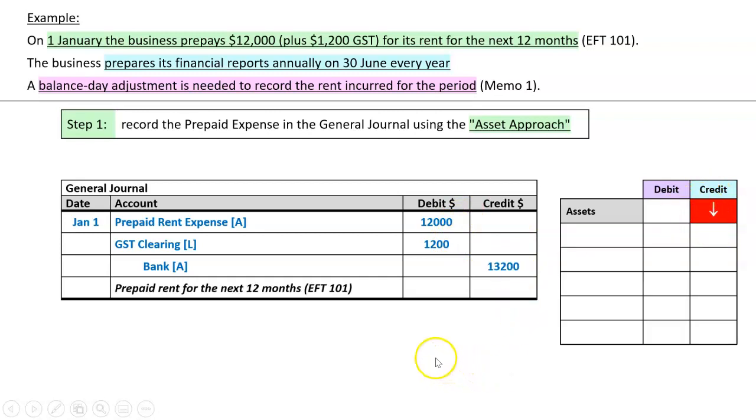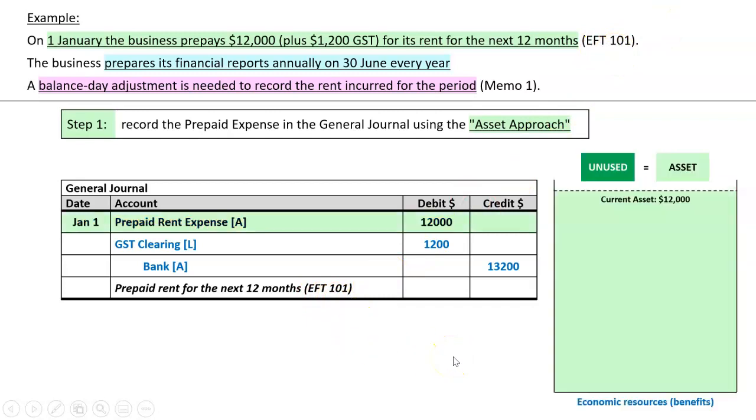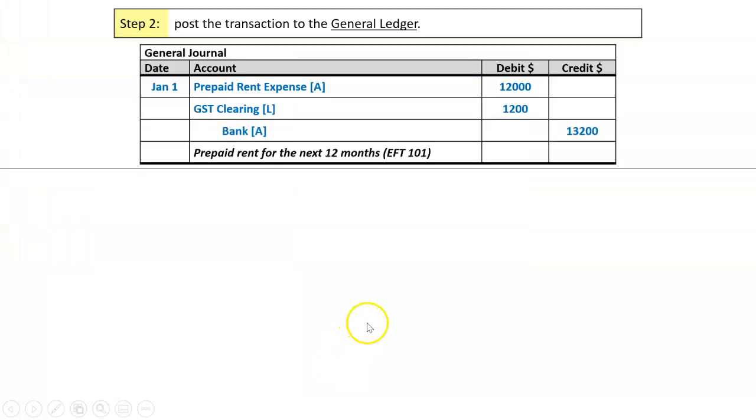We might get asked for a narration, and we would write something like prepaid rent for the next 12 months, and we'd put the document number, which in this case was up here, it was EFT 101. All right, so all we did really, basically, is made a ledger called prepaid rent expense to put all these economic benefits in. It's just a big tank sitting there now, and that's all we did with step 1. Step 2, well, we might get asked to do the ledger. We might not. It just depends on the question.